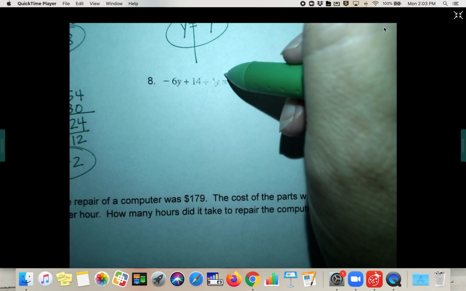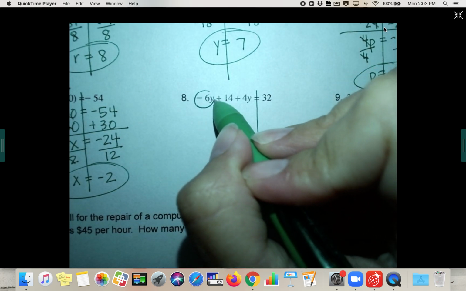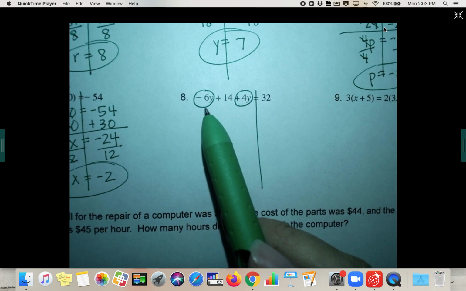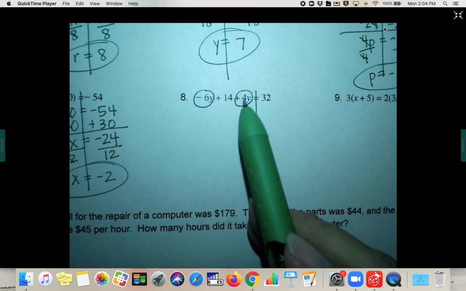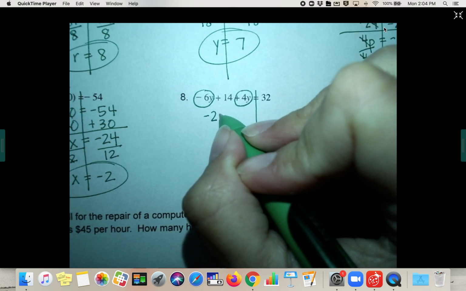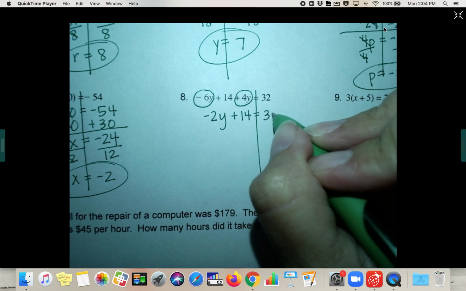All right, number 8, look for like terms. I see a negative 6y and a plus 4y. Negative 6y and plus 4y can go ahead and be combined. Negative 6 plus 4 is a negative 2y. Don't forget your y. Bring down your plus 14 equals 32.